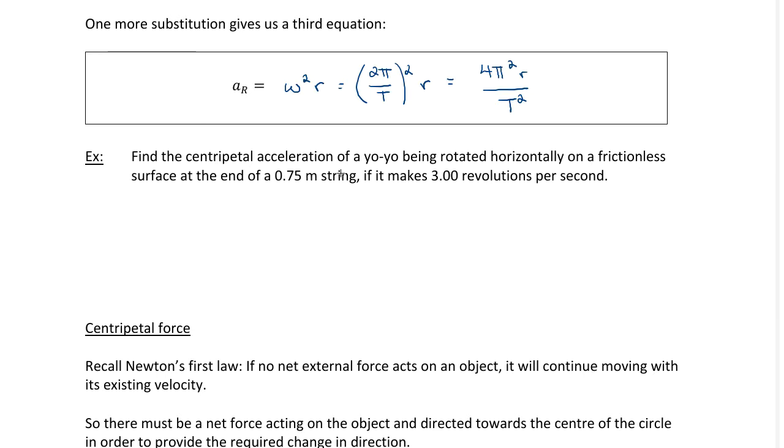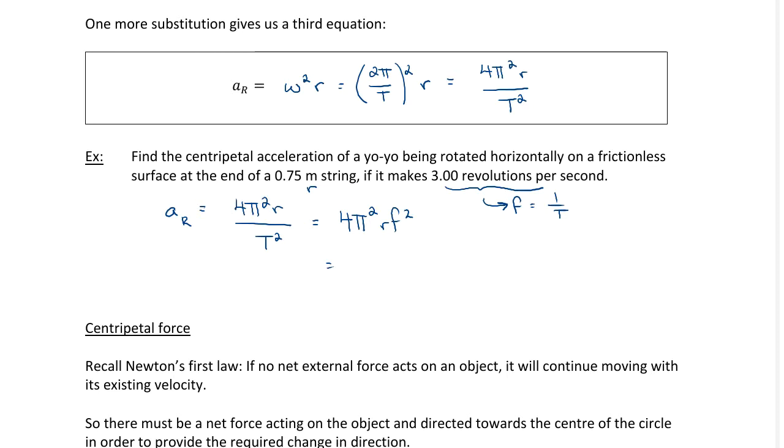Find the centripetal acceleration of a yo-yo that's being rotated horizontally on a frictionless surface at the end of a 0.75 meter string if it makes 3 revolutions per second. So here we're asked to find the centripetal acceleration. And based on what we're being given, here we've got the radius, and here we've got actually the frequency, being 1 over the period. I'm going to use a variation on this equation. So the centripetal acceleration is equal to 4 pi squared times r over T squared, but T is equal to 1 over f, rearranging here. So this becomes 4 pi squared times r times f squared.